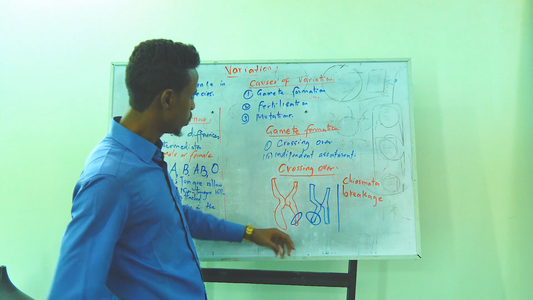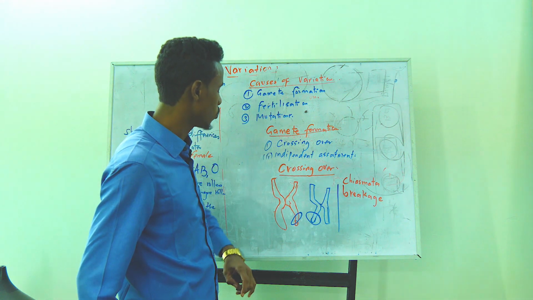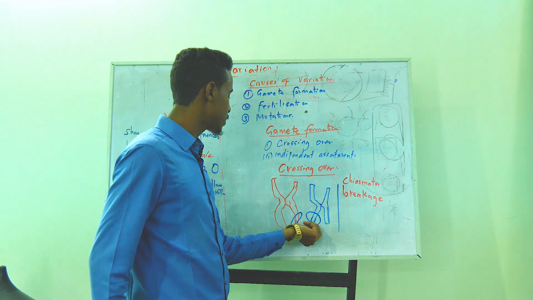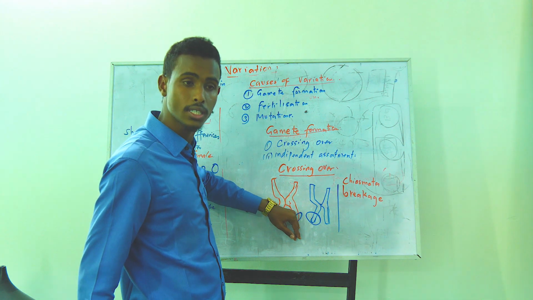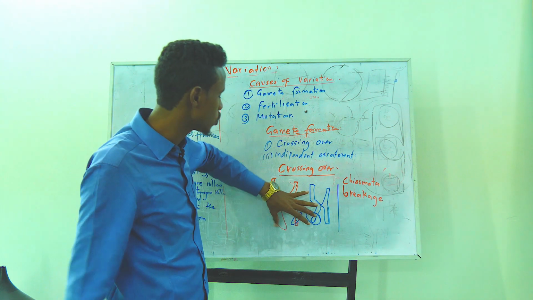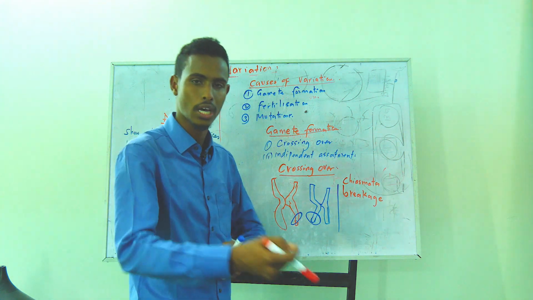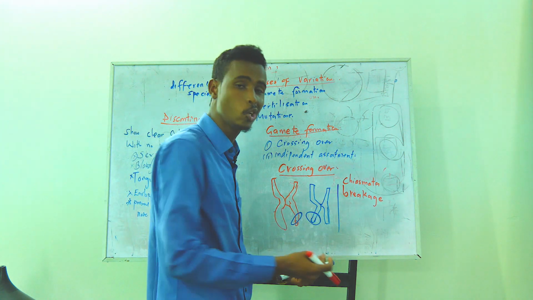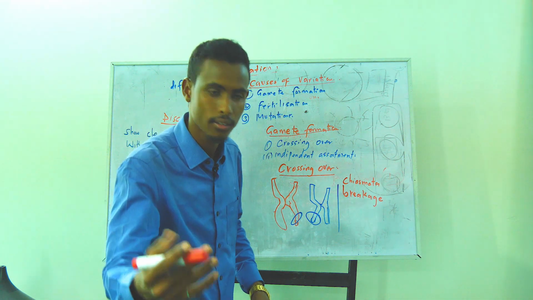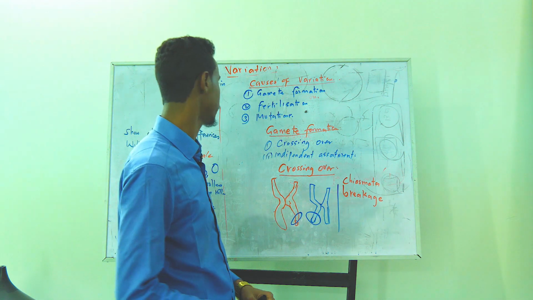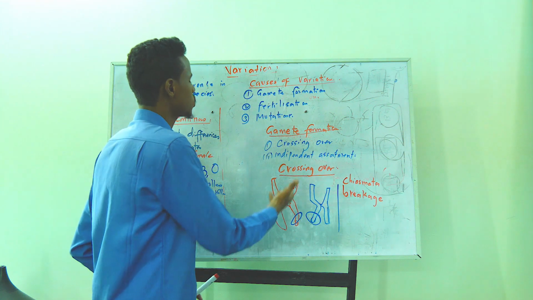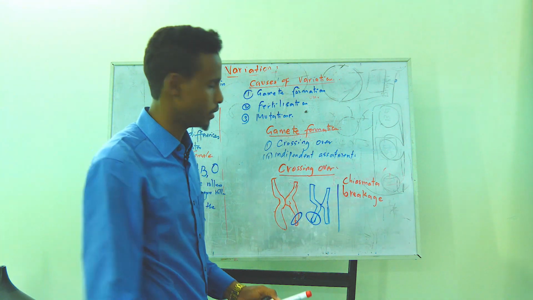For instance, these are homologous chromosomes. This chromatid is going to lie side by side with this chromatid. Breakage occurs at the point of contact that is called the chiasmata. And when breakage occurs, genetic material is being exchanged. And when genetic material is being exchanged, guess what? Variation occurs.